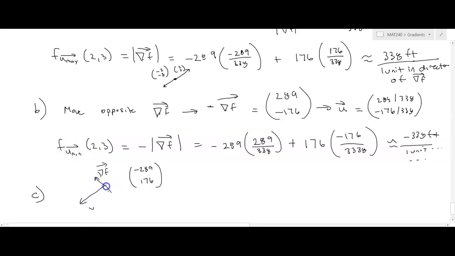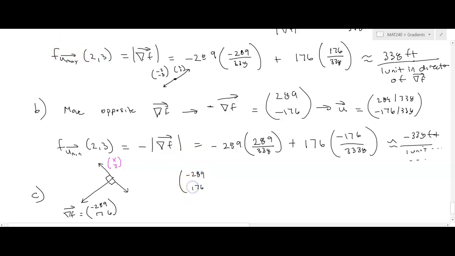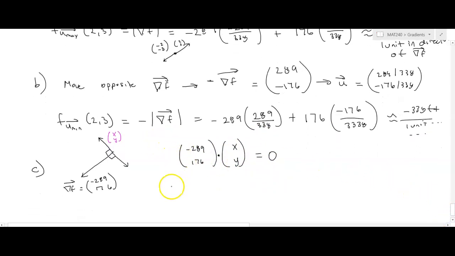So if we go that way or that way, such that the angle here is 90 degrees, we're going to get no elevation change. So what we want to do is find a vector such that if this is the vector xy, then if we take the dot product between negative 289, 176, and xy, that if they're going to be perpendicular to one another, then we should get a 0 dot product. And so that will be negative 289x plus 176y equals 0. And now we just need to find a value of x and y that will satisfy this equation.